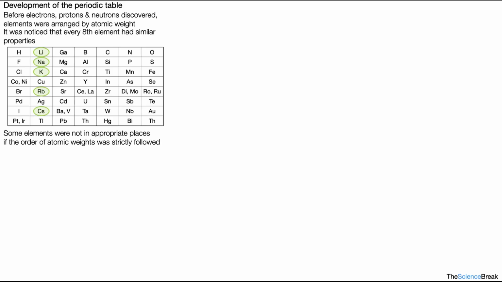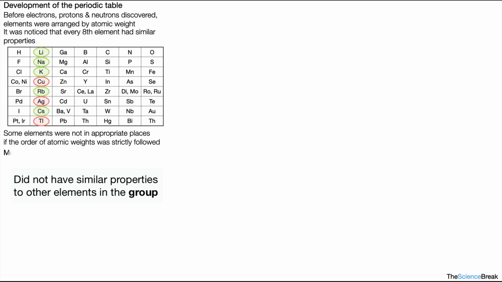However, some elements were not in the appropriate places if the order of atomic weights was strictly followed. These 3 elements did not have similar properties to the other elements in the periodic table.